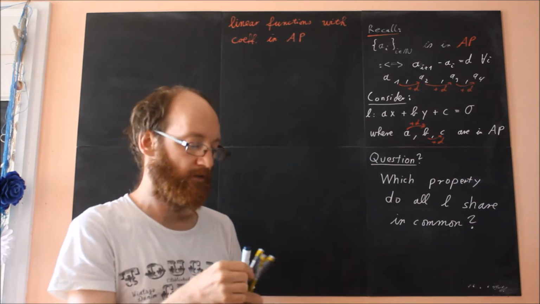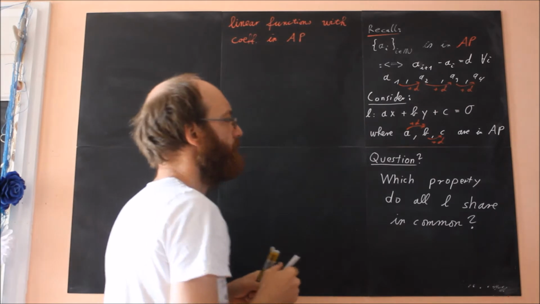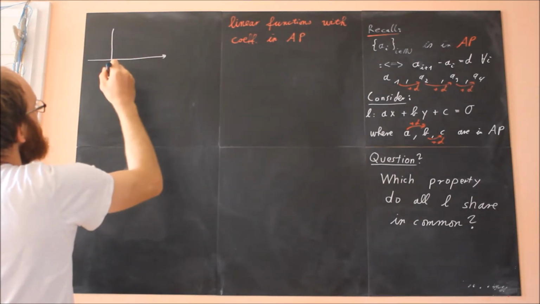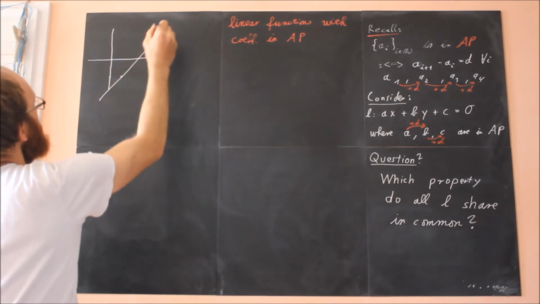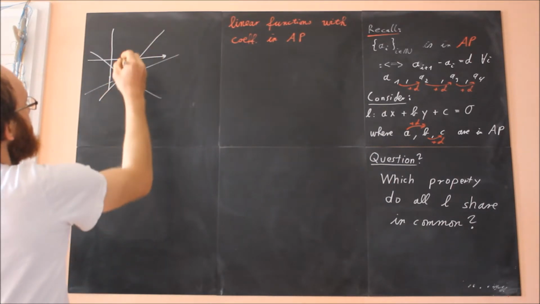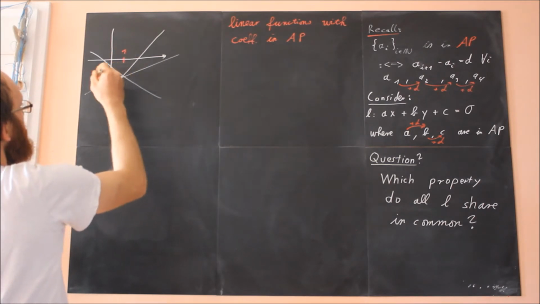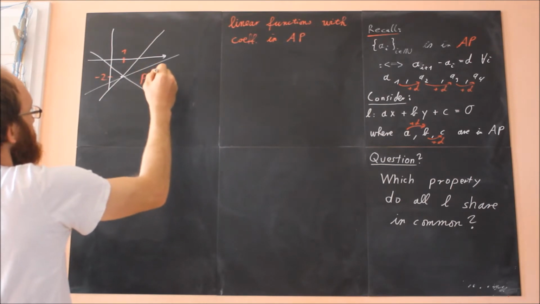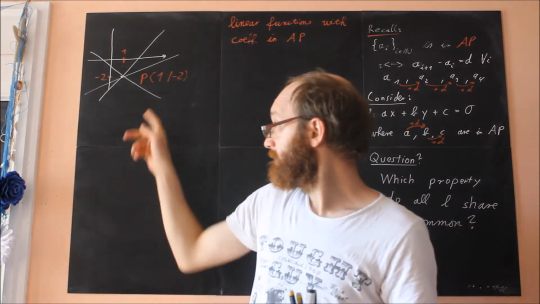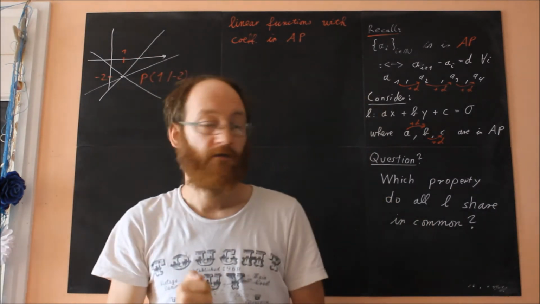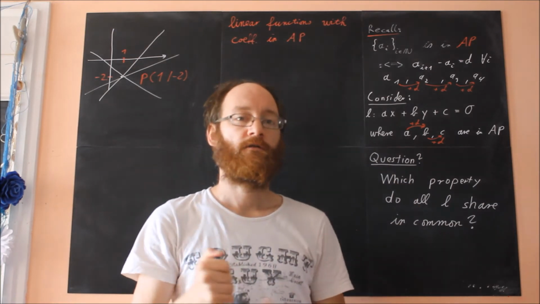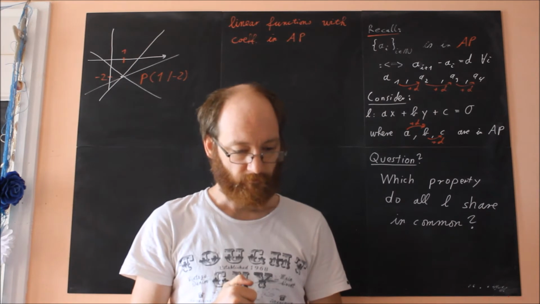If you start with some examples and make a picture of this, you draw maybe a couple of pictures, maybe this one, maybe this one, and maybe this one, then you will see it seems like they have the common point (1, -2). So the picture tells us that the point (1, -2) is on every linear function where the coefficients are in arithmetic progression.